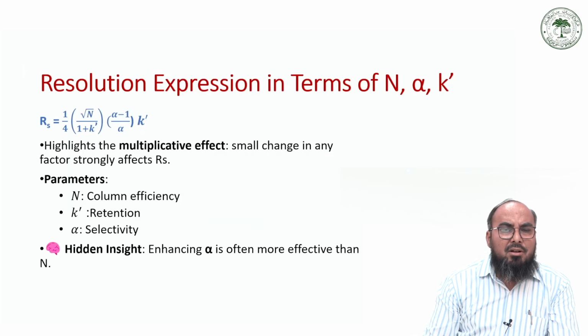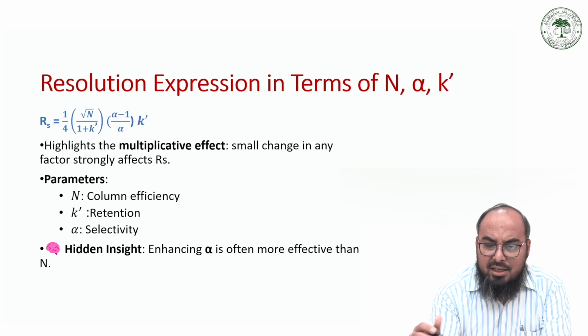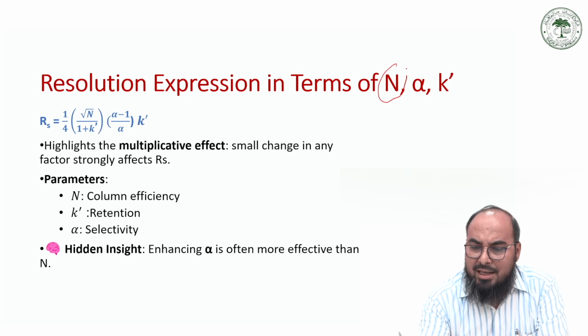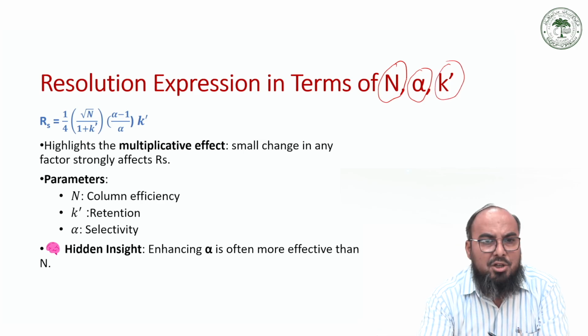Now another expression to explain the resolution in terms of three quantities, that is the efficiency, this N is efficiency, alpha is again the selectivity of the column, and k dash is the retention factor.